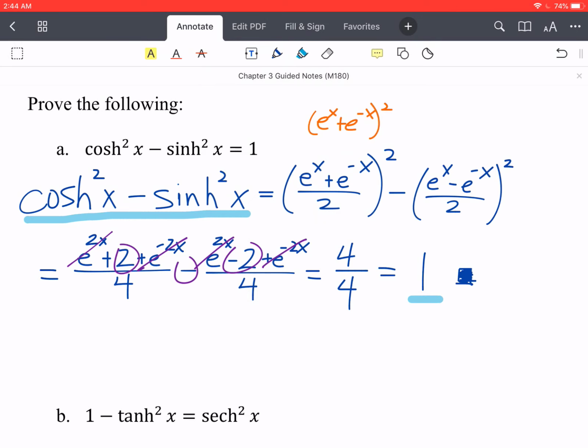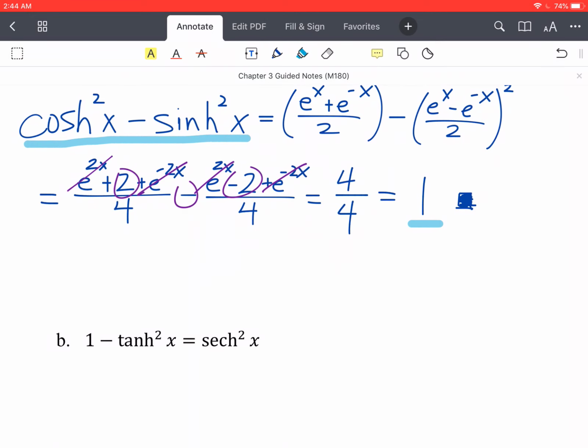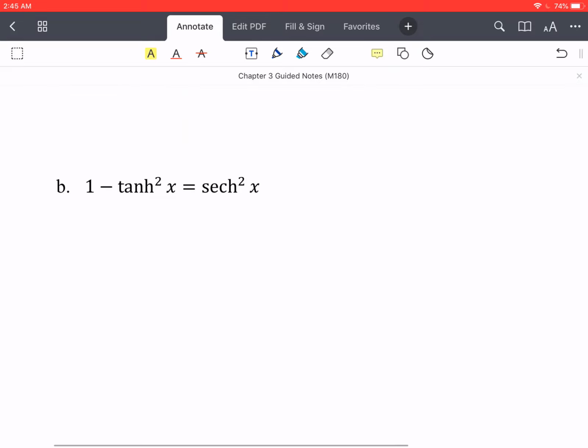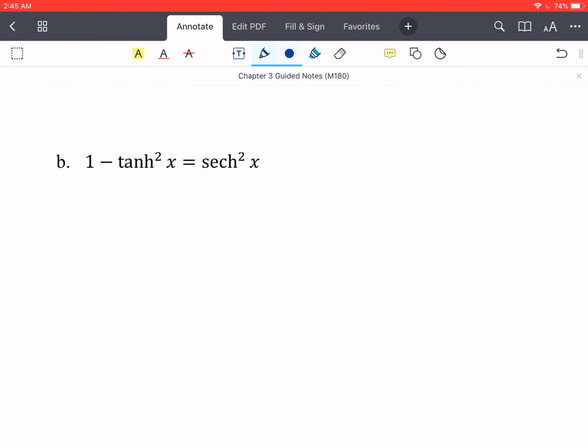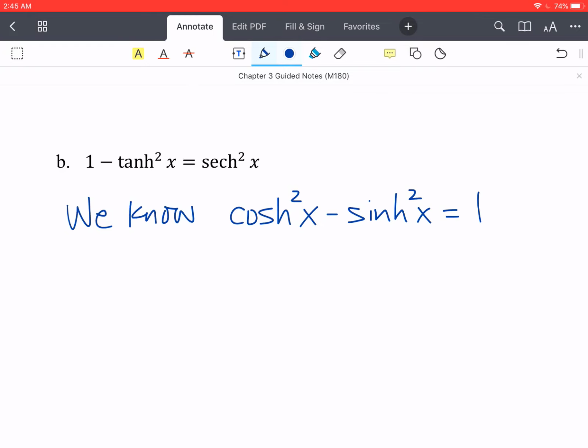So we can use their exponential definitions to derive identities and formulas for cosh and sinh. And then for the others, we can use cosh and sinh to derive any of these others. So we're going to start off with the one that we just proved. So we know cosh squared minus sinh squared equals 1. We just proved that was true.